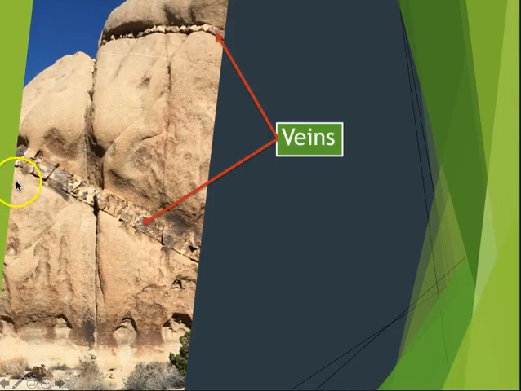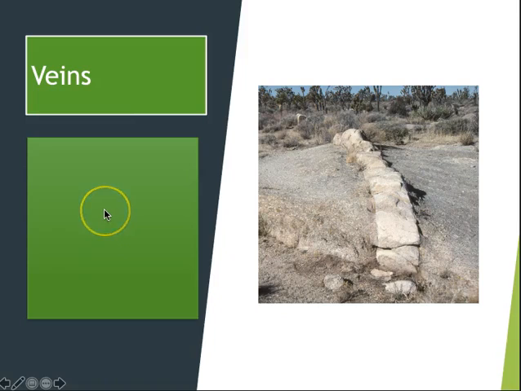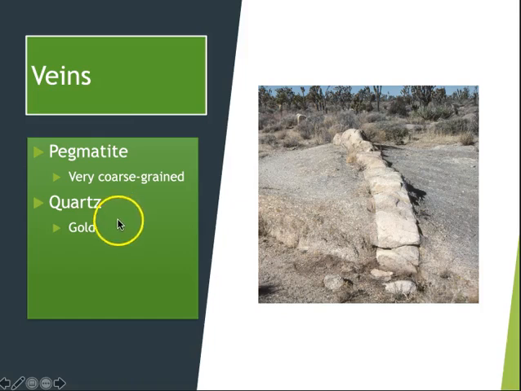Veins, cutting across granite. At Joshua Tree, 3 types of veins can be found. Pegmatite contain very coarse-grained feldspars and quartz. Quartz, which may also hold gold, silver, and other valuable ores, and aplite, made up of fine-grained feldspars.